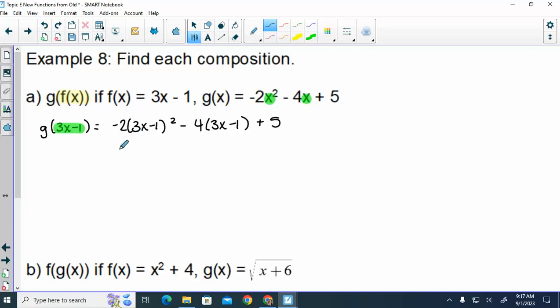Alright, so what do we have to do here? So that will be 9X squared minus 6X plus 1. Are you guys okay if I don't show my work for what's the next step?